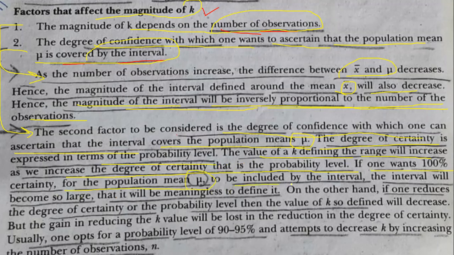If one wants 100% certainty for the population mean mu to be included, the interval will become so large that it will be meaningless to define. On the other hand, if one reduces the degree of certainty or the probability level, then the value of k so defined will decrease. But the gain in reducing the k value will be lost in the reduction in the degree of certainty.